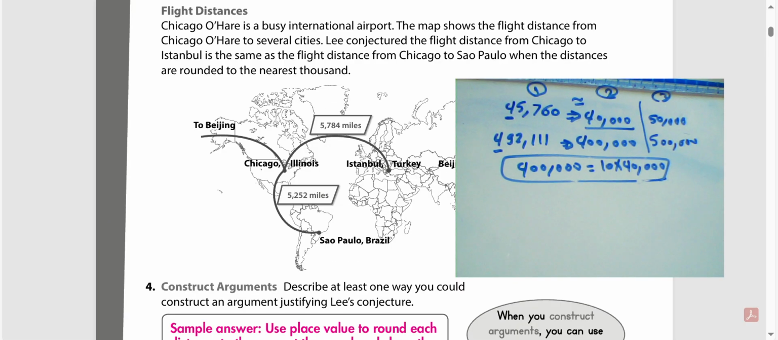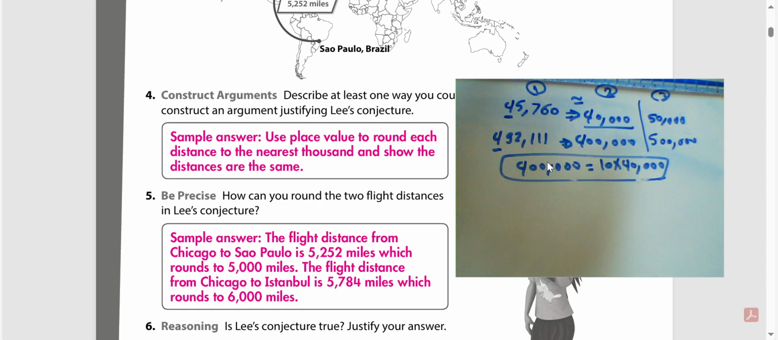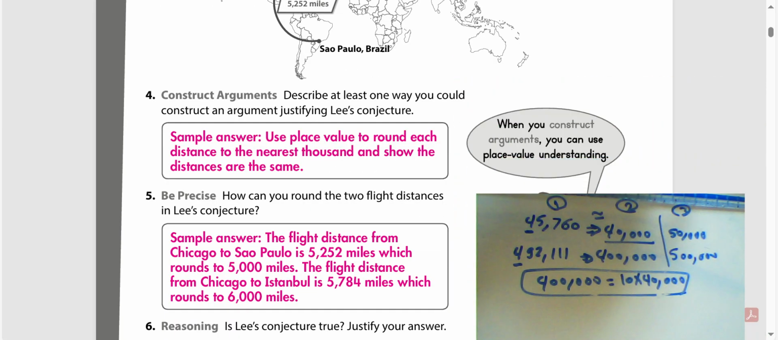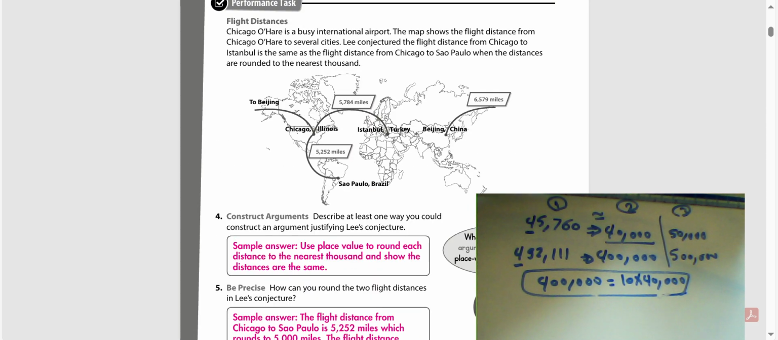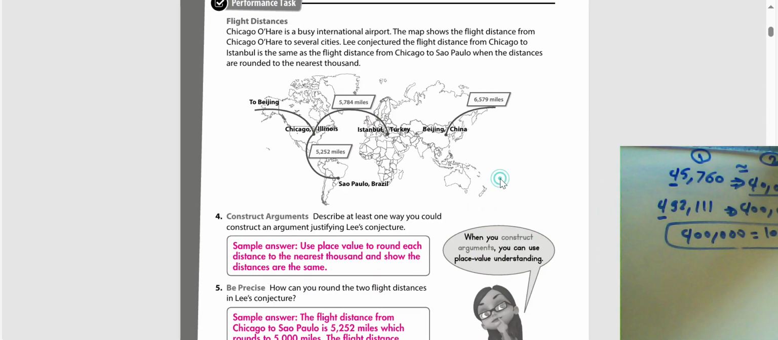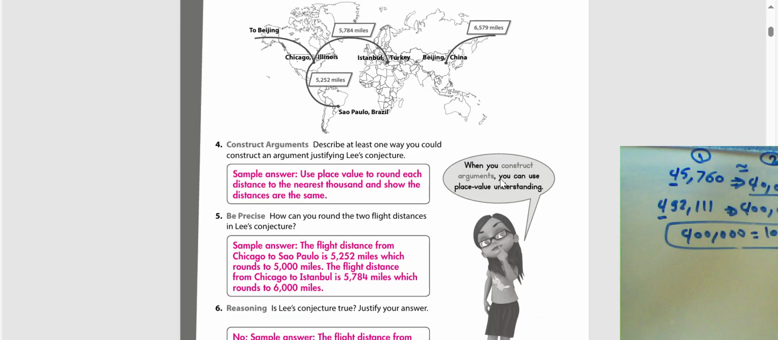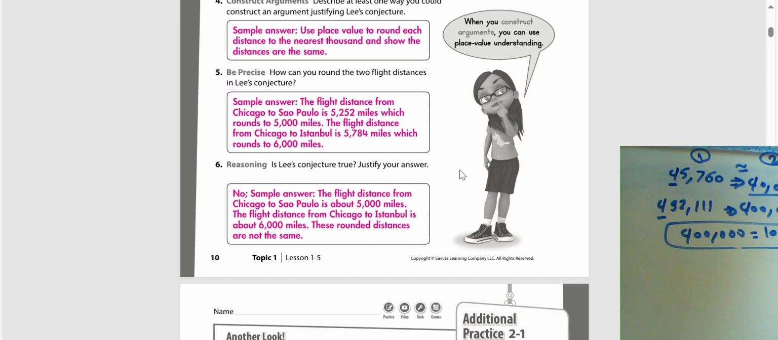Next page. Ask this question here. Describe at least one way you could construct an argument to justify the conjecture. She will use place value to round each distance to the nearest thousand and show the distances are the same. About the distances, here is the map. We can find the distance between places by using rounding like this.